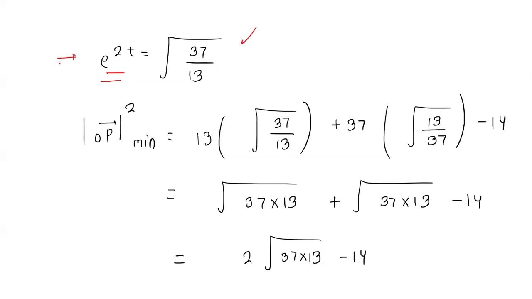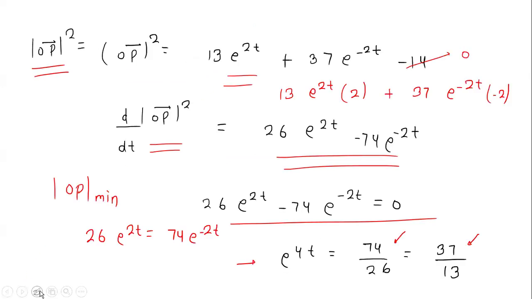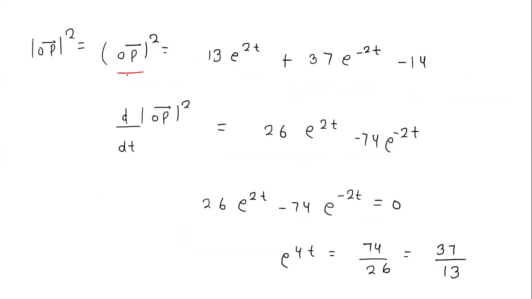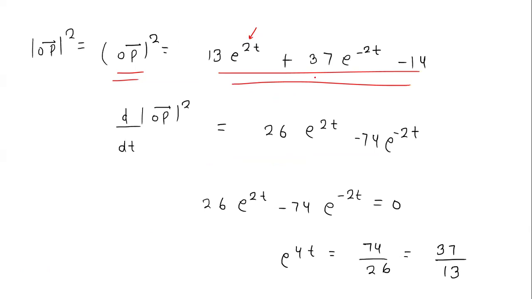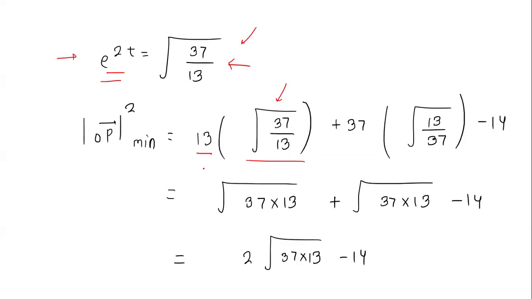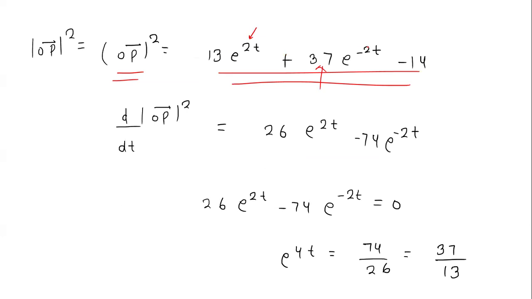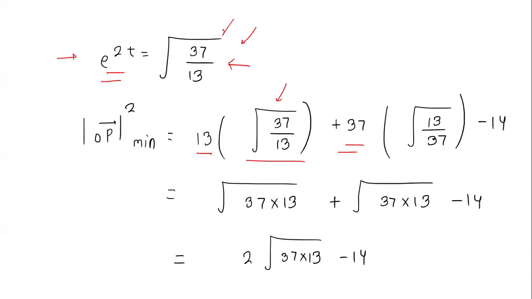So from here you will find the e power 2t value, which will come as root of 37 by 13. And now you know the length of vector OP is given by this. So you can put e power 2t value here. If you put e power 2t value here, this will come 13 times root of 37 by 13, and here 37 times we have e power minus 2t. So e power minus 2t will come as root of 13 by 37, just the reverse of this. So I put here, and we have minus 14.